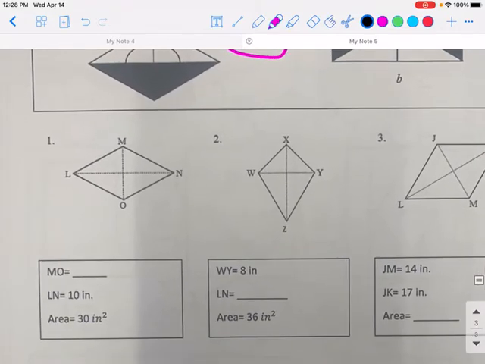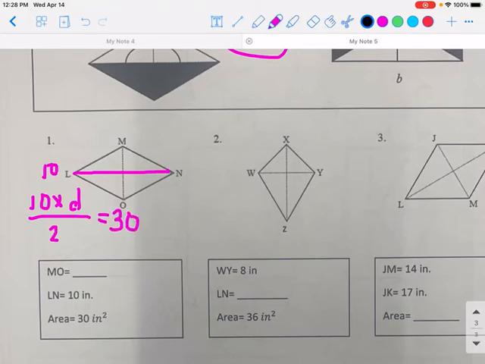In this case, we're going to be doing all types of questions. Ones where they give us both sides, ones where they give us one side and the area. So we're solving for MO, but LN all the way across is 10, and the whole area is 30. So it is 10 times a diagonal, all divided by 2, equals 30.